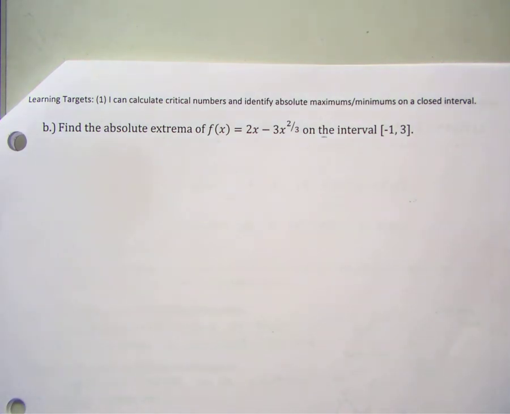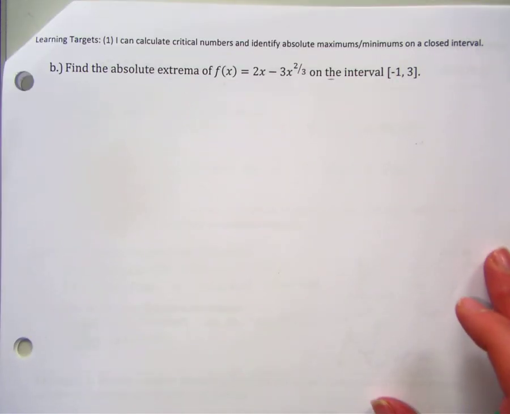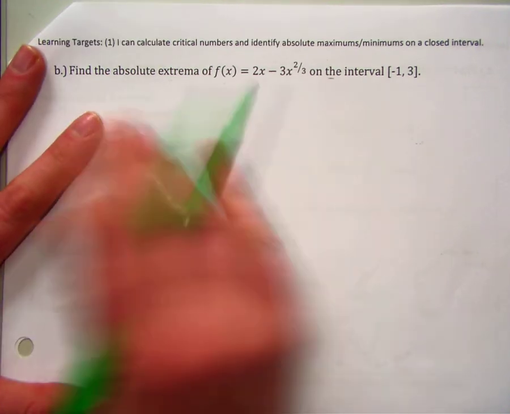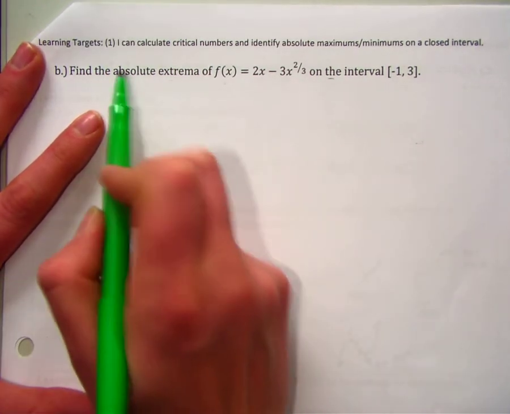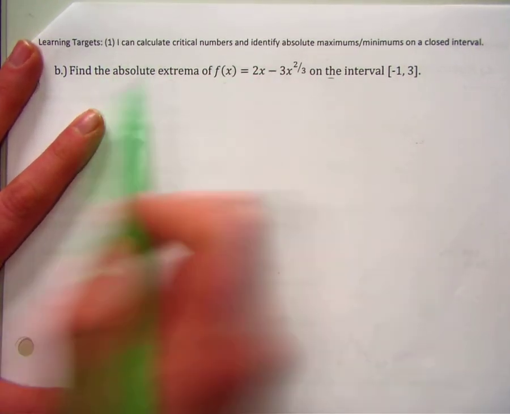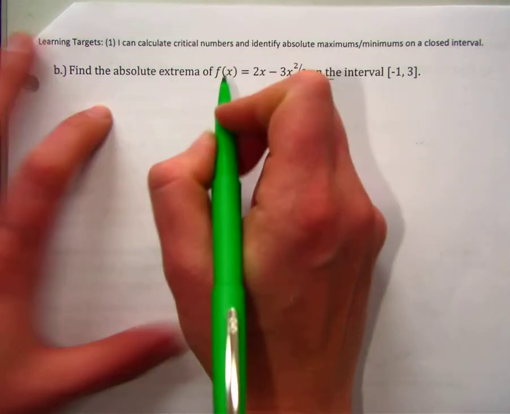All right, guys, so we're on the third page now. I included this one because I wanted to show you an example where I did have undefined values. So I am going to follow the same exact set of directions. To find the absolute extrema, I need the critical numbers first. So I'll generate my derivative.